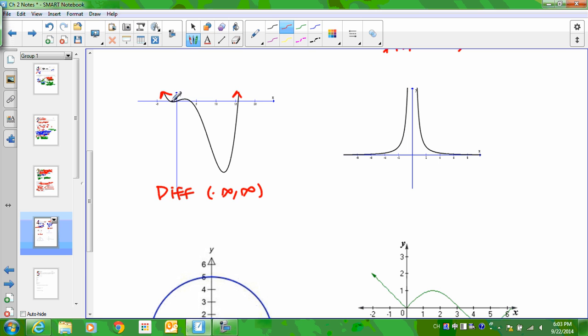So first, identify your maxes and your mins. Then plot those as zeros. Then think, okay, slope, negative. Y value, negative. Slope positive, above. Slope negative, go below. Slope positive, go above.